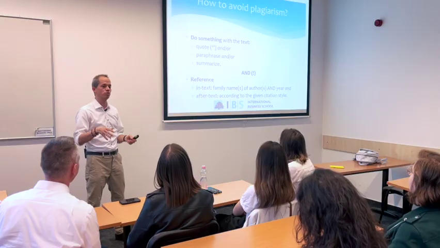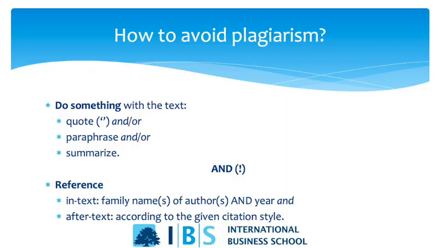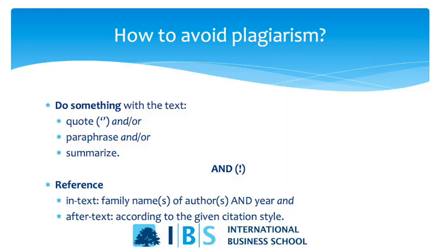Okay? So to summarize, what do you need to do in order to avoid plagiarism? You need to do two things. One, you need to do something with the text. You either quote it and then you use the quotation marks, or you paraphrase it, but then you are not just simply changing the synonyms, or you summarize it. Again, you change the words and you make it shorter, focusing on just the most important ideas. Okay, these are the 3 options that you can do with the text.